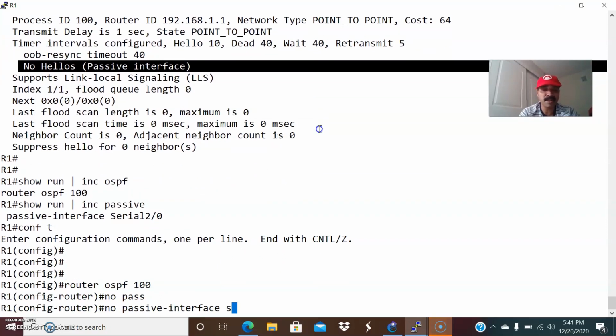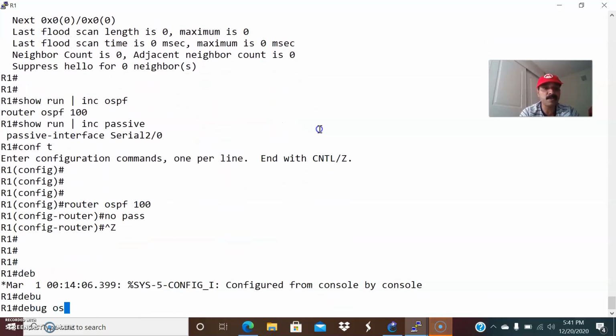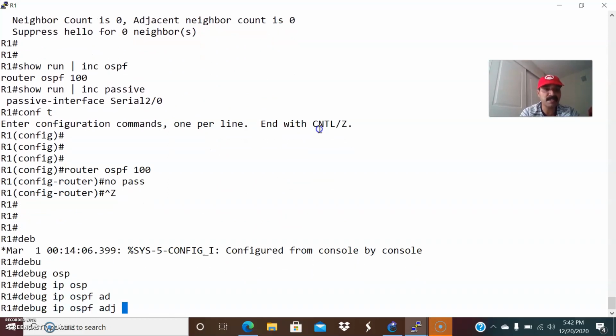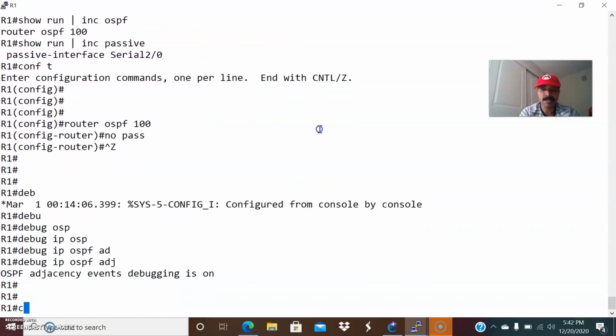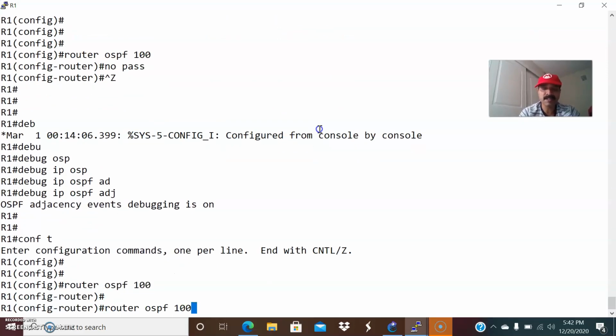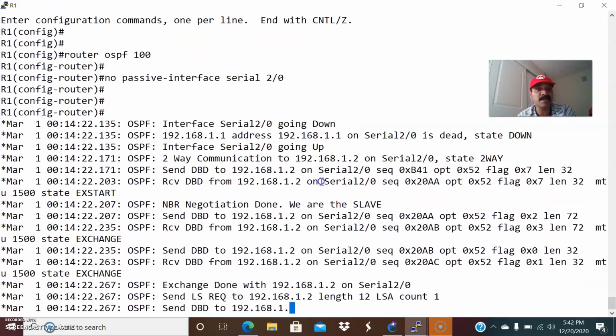Before doing that, let us do one thing. Let us just debug the OSPF adjacencies. Debug IP OSPF adjacency, right? Okay. So now let us go to configuration mode, router OSPF 100. Let us remove that passive interface, right? Let us remove the passive interface. Immediately you will see the neighbor relationships coming up.